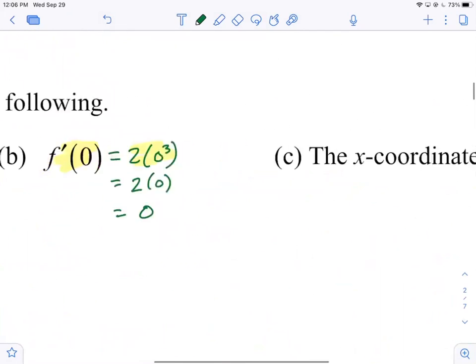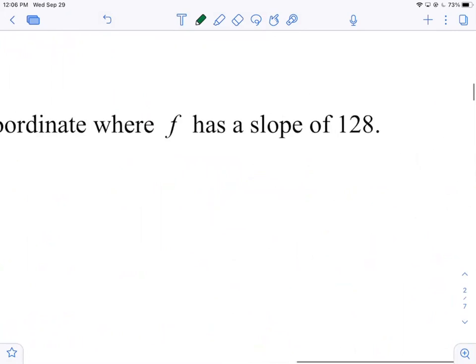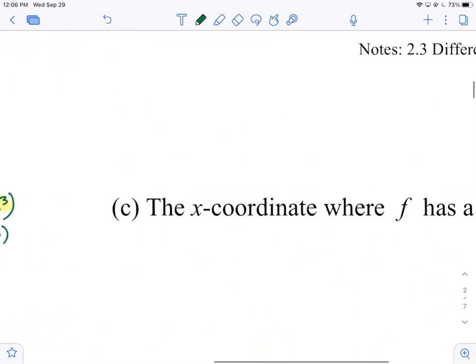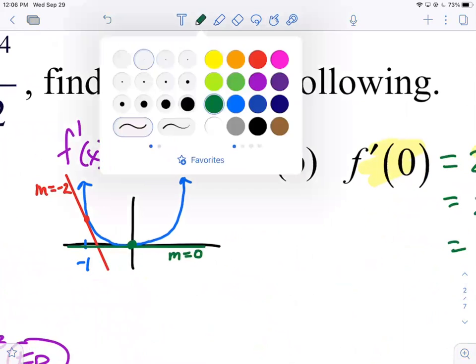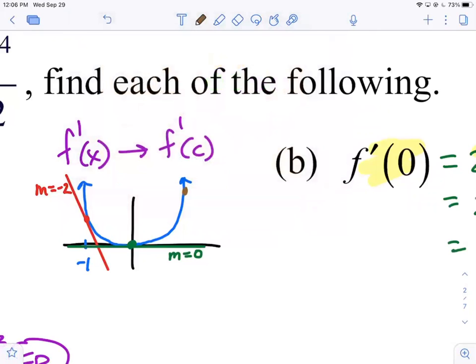Okay. Speaking of doing that, let's find the x coordinate where the slope is 128. Now let's try to draw that first. If I come out here and I try to draw a slope of 128, that's going to be possibly right there. Yeah, that's pretty steep. And I don't know what the x value is, but I know it's going to be something to the right of 1, yes? This graph has y-axis symmetry, so I would expect the slope at 1 to be positive 2. So I know it's going to be something bigger than 1.